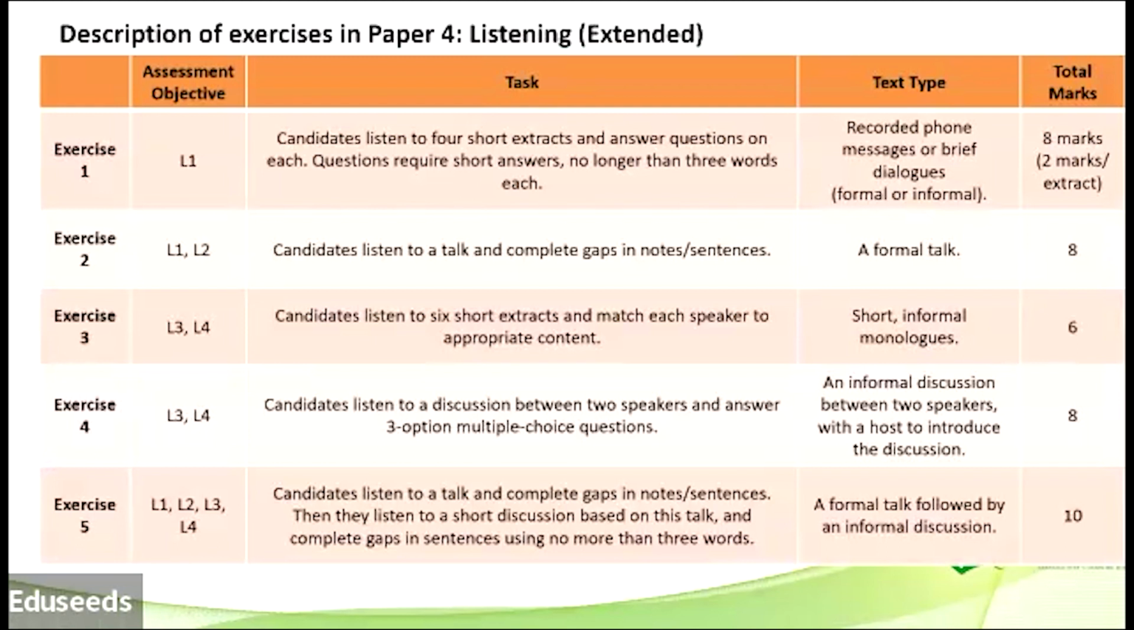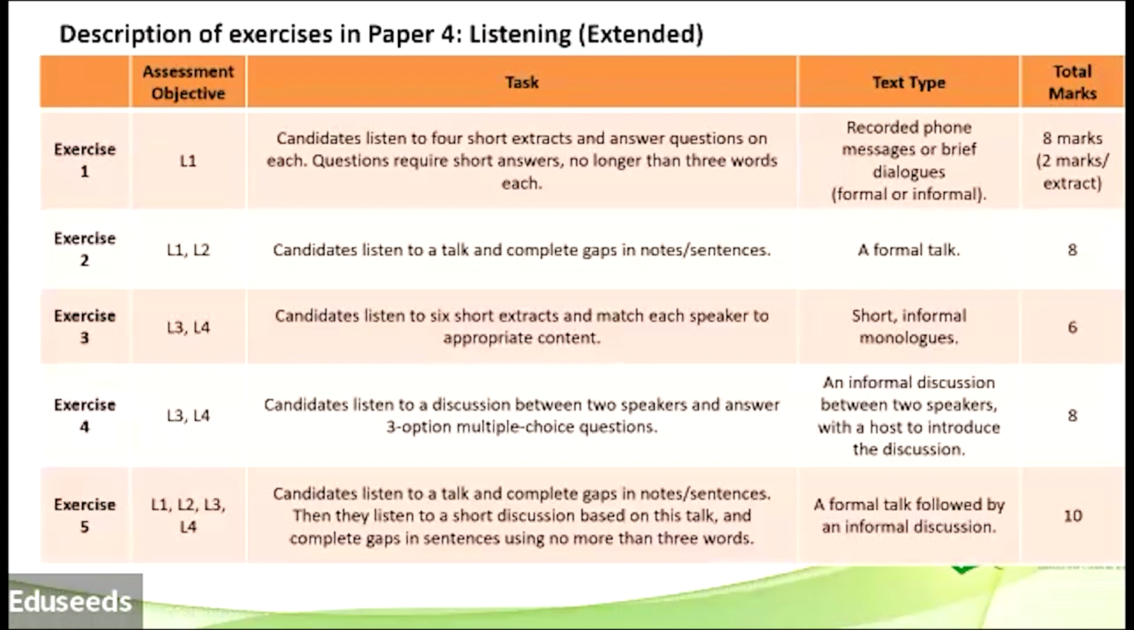Exercise 2, 8 marks. You listen to a talk and complete gaps in the sentences or in the notes. Text type here is a formal talk. So make a note of the manner in which they speak and usually the vocabulary they use. Exercise 3. Candidates listen to 6 short audio passages and match each to the appropriate content and number on your paper. The text type here will be short, informal monologues. Marks for this section, 6 marks.